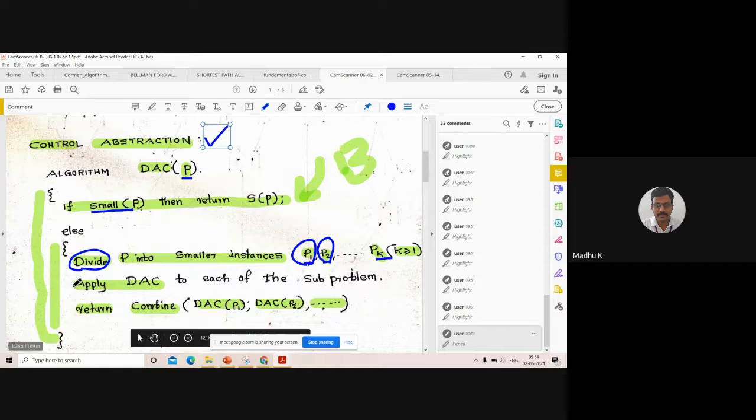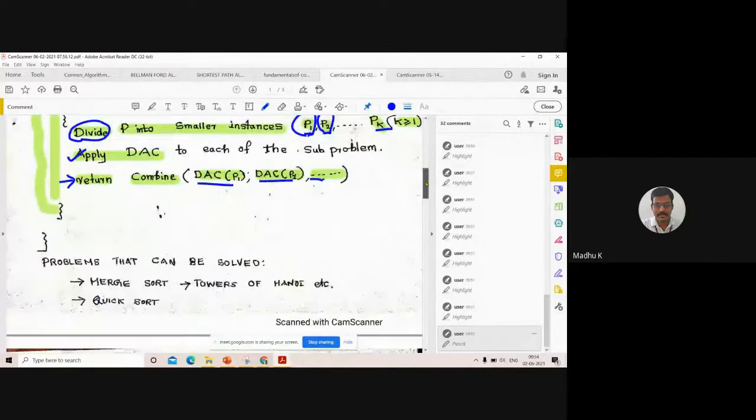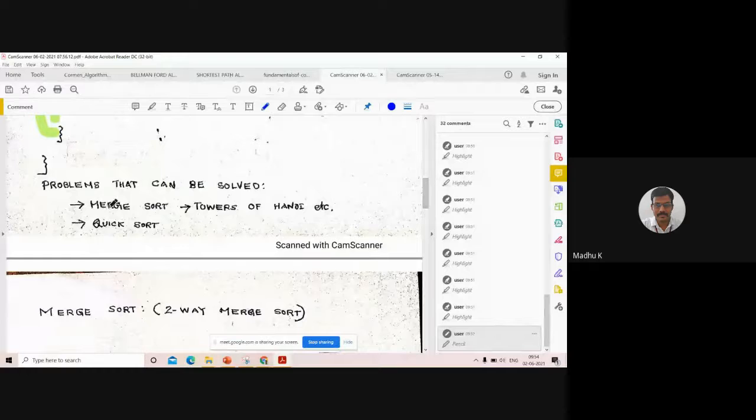So this is the second step. Then after the final step, we will combine all the solutions and form the final solution. This is about the control abstraction of this problem. So what is the divide and conquer approach and what is the control abstraction? Which types of problems can we solve using the divide and conquer approach?